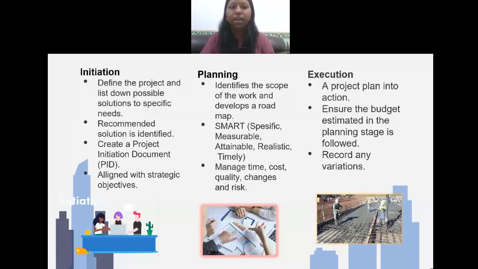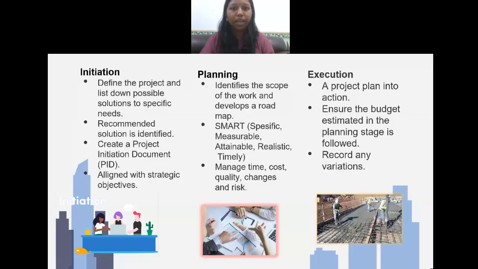The recommended solution is identified. After the project gets the green signal, the project manager will create a project initiation document, which is PID. They will align with the strategic objectives to attain.